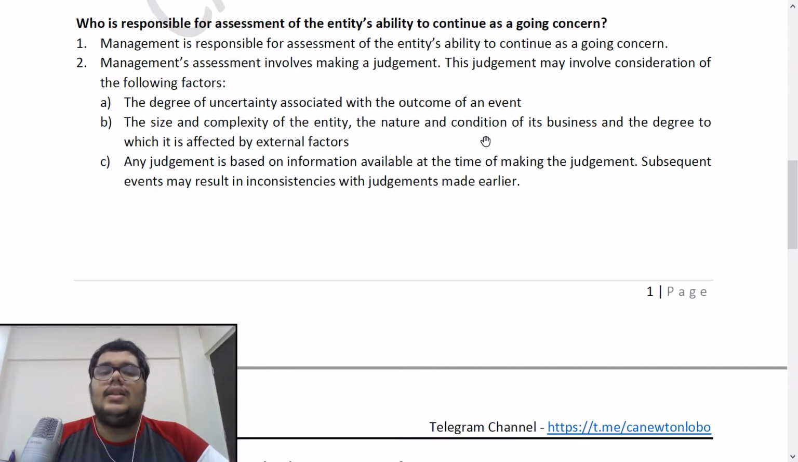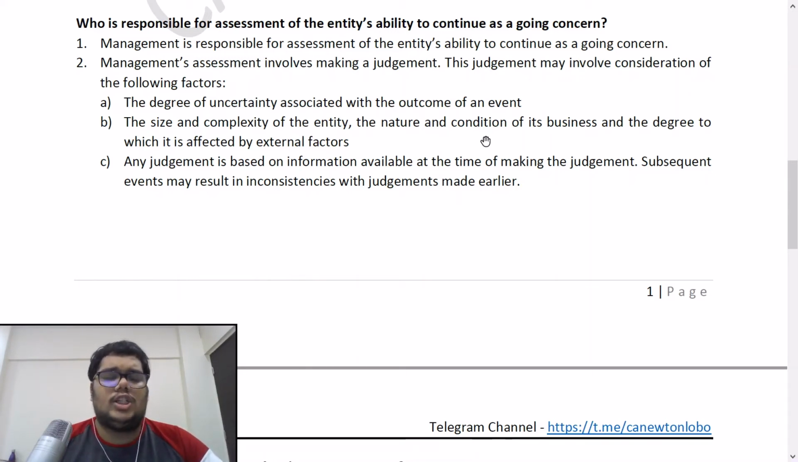Number B, the size and complexity of the entity, the nature and condition of its business, and the degree to which it is affected by external factors. So this could also be a factor to be considered for assessment. Third point, any judgment is based on information available at the time of making the judgment. Subsequent events may result in inconsistencies with judgments made earlier. So this is quite obvious.